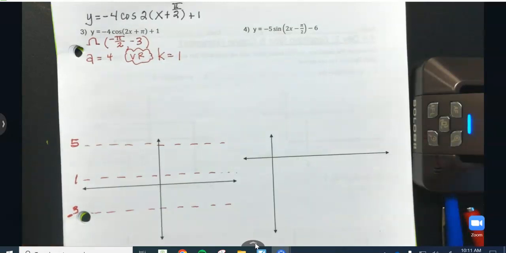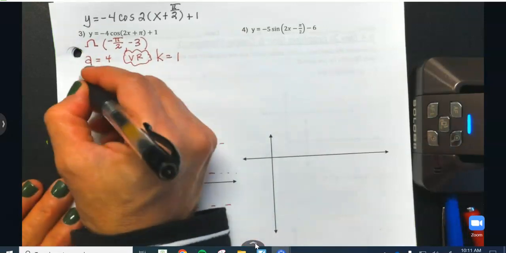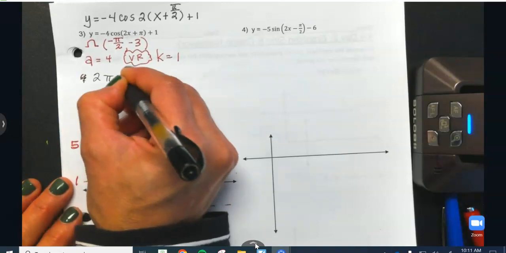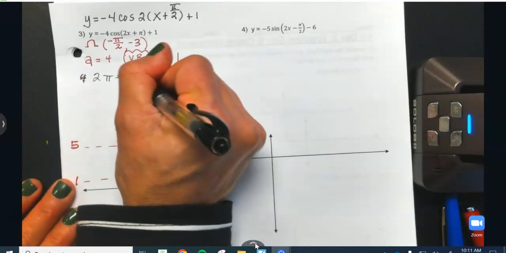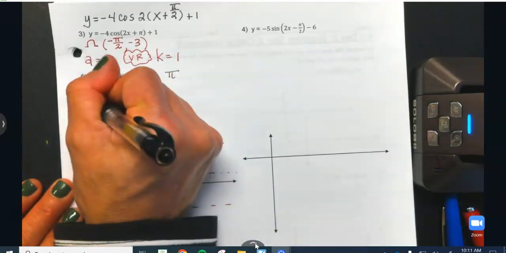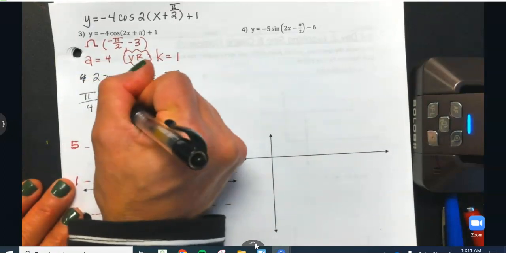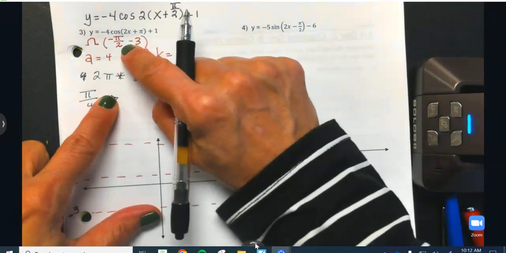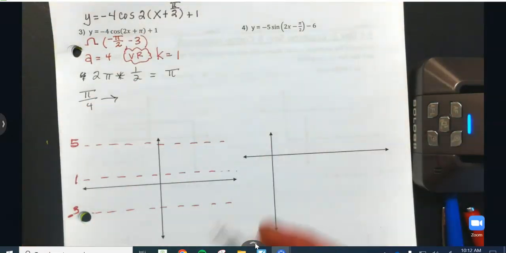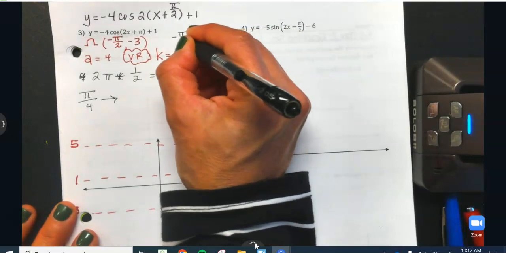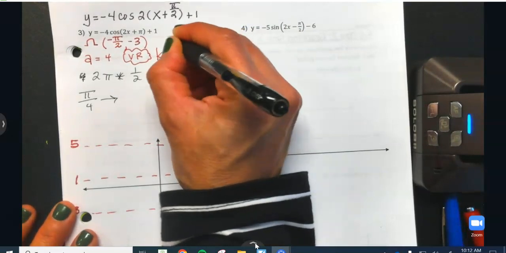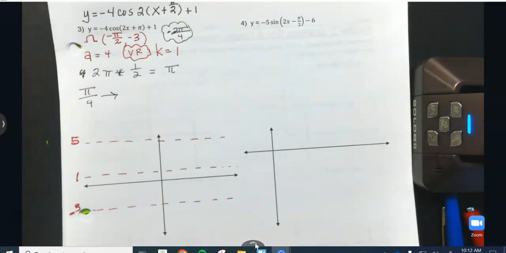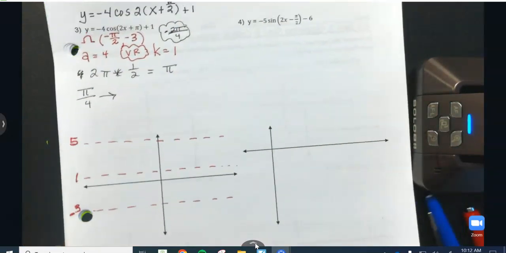Okay, let's figure out the period so we can start writing our tick marks. Period's going to be 2 pi times the reciprocal of b. Our period's going to be just pi. Our increments are going to be cut in fourths, but again, I'm in different formats here, so in my head, this is going to be 2 pi over 4. In my head. All right, let's go ahead and knock out these tick marks.